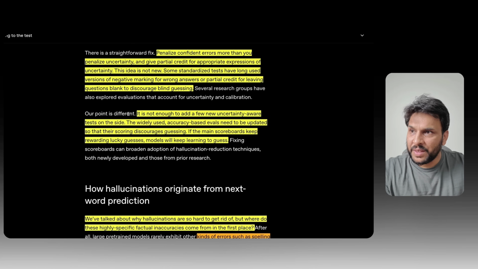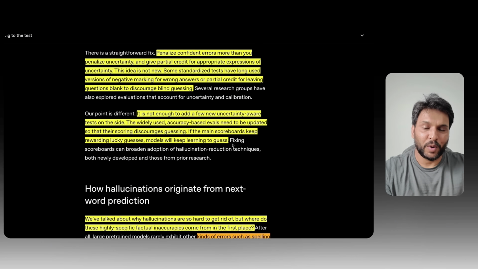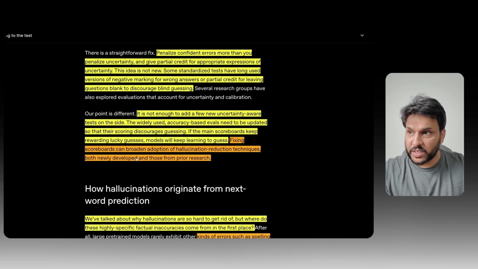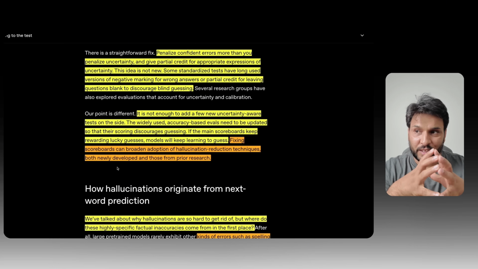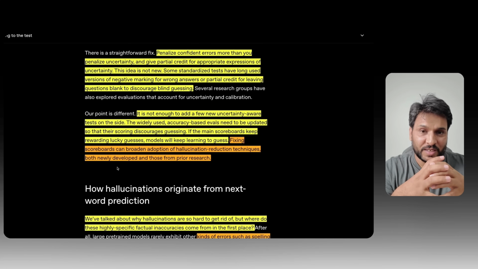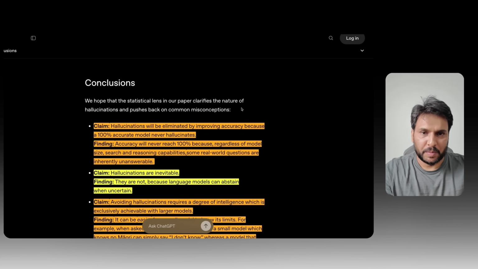Then they talk about how it's not enough to add a few new uncertainty-aware tests on the side. The widely used accuracy-based evals need to be updated so that their scoring discourages guessing. If the main scoreboards keep rewarding lucky guesses, models will keep learning to guess. In fact, they mean that the model creators are going to make the models so that they keep guessing. Now, fixing scoreboards can broaden adoption of hallucination reduction techniques, both newly developed and those from prior research. Next, we're going to look at some interesting observations from their paper.